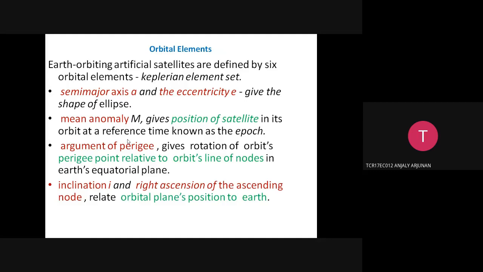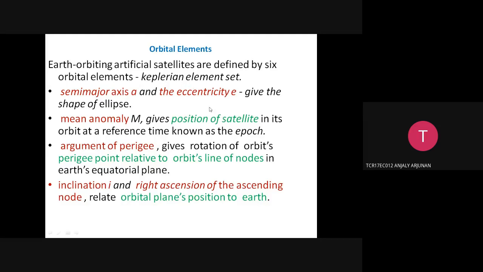And we need a few elements to locate artificial satellites, the orbit and the location. They are defined by six elements. They are referred to as orbital elements or a Keplerian element set. One is the semi-major axis, from Kepler's law 1. We saw that it is an ellipse, and the semi-major axis is defined by a.